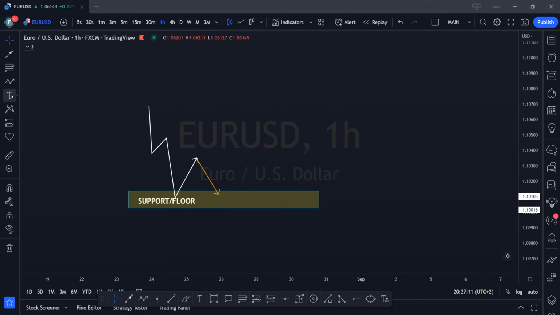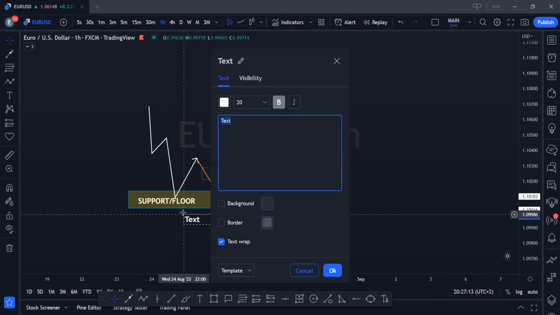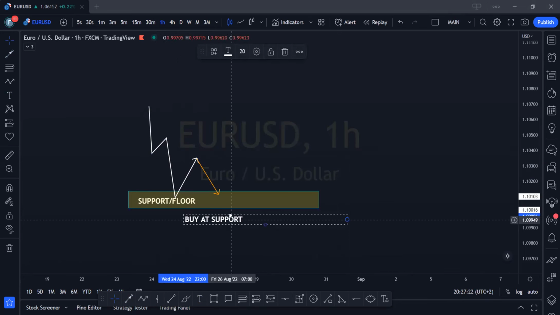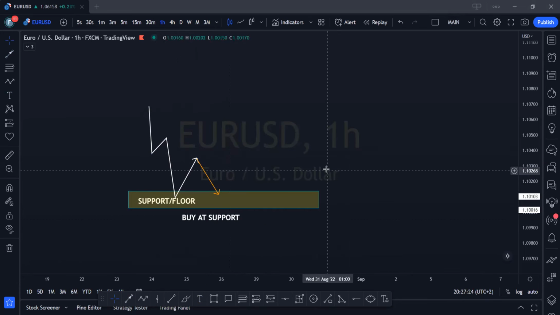All right, so you should write this down. What do we do at support? We buy at support. Okay, we buy at support.